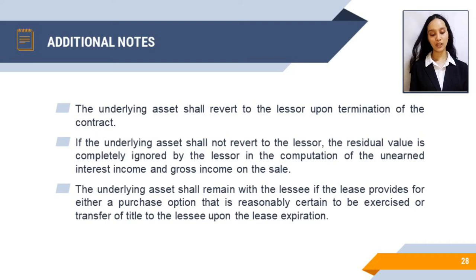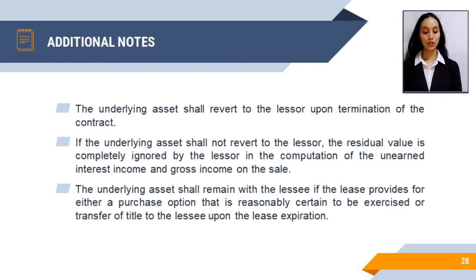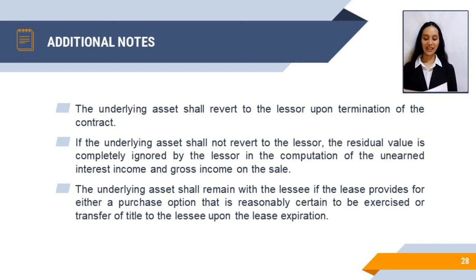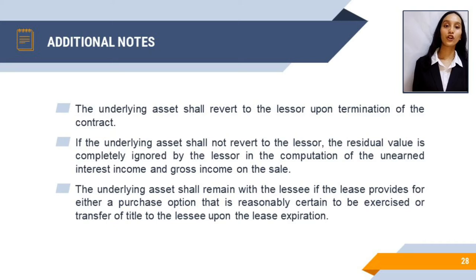Next point is, if the underlying asset shall not revert to the lessor, the residual value is completely ignored by the lessor in the computation of the unearned interest income and gross income on the sale. So, sabi naman dito, kapag ang napag-usapan sa pag-expire ng contract ay hindi na babalik kay lessor ang inventory, the residual value is completely ignored sa pag-record ng unearned interest income at gross income.